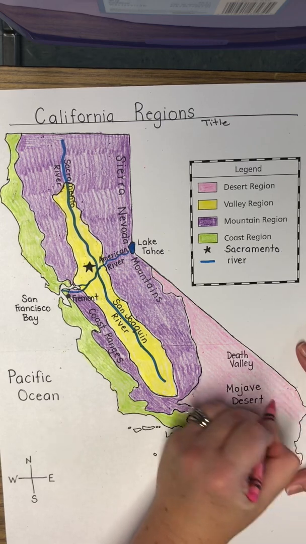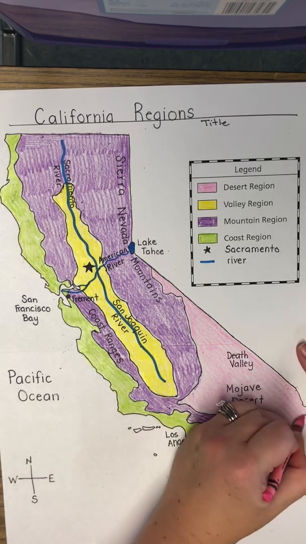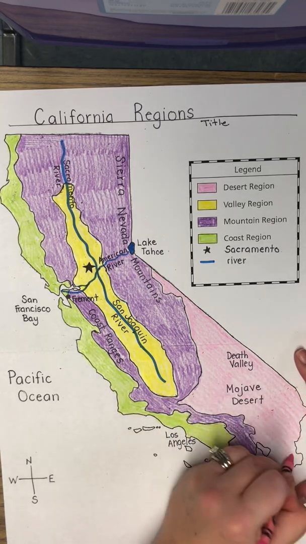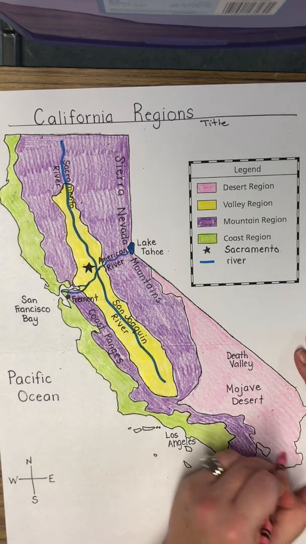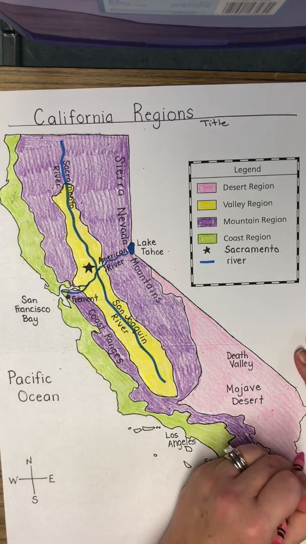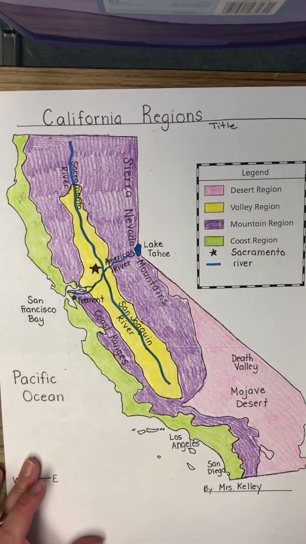If you were a map maker, which you are right now, you would be what's called a cartographer. Cartographers make maps for people to use. And you are now a cartographer. You have made a map of the regions of California. There it is. All right.